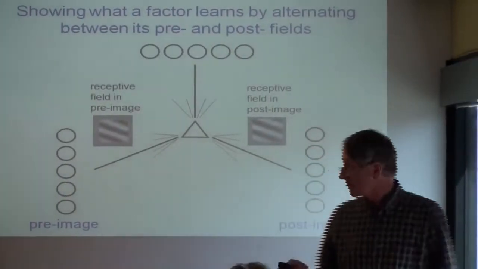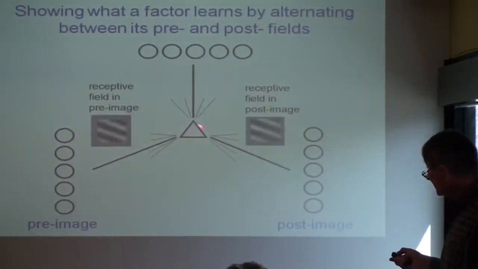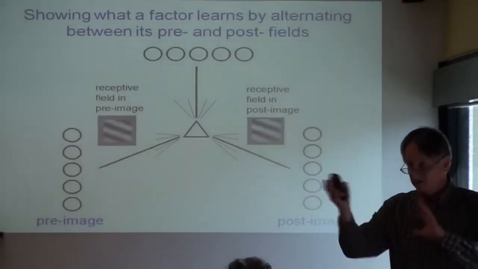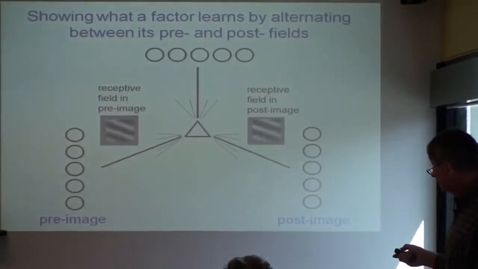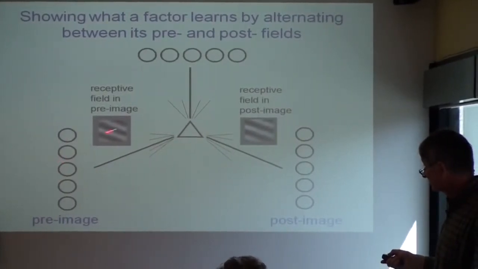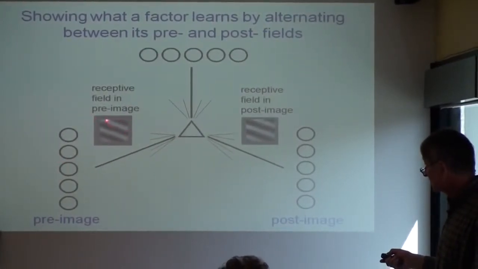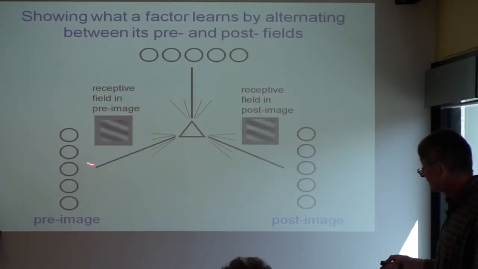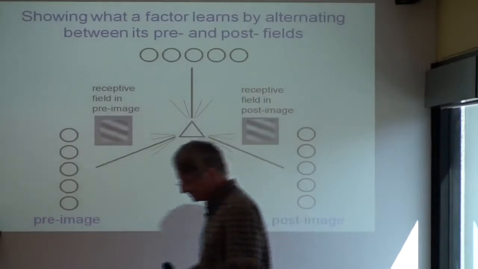Now, if we look at what one of these factors does when I show it random dot patterns that translate, then we can look at the weights connecting it to the pre-image. And that's a pattern of weights where white is a big positive weight, black's a big negative weight. So that would have learned a grating connecting it to the pre-image. And this will have learned a grating connecting it to the post-image. And with 100 factors, I'll show you what Roland learned.